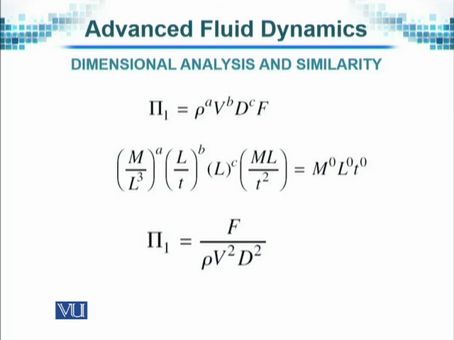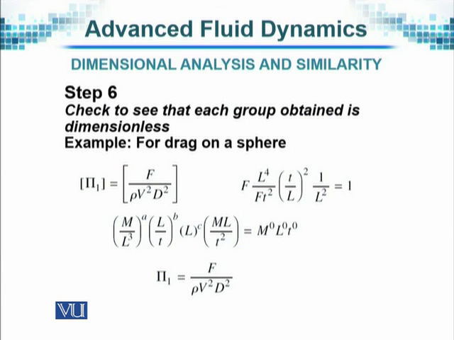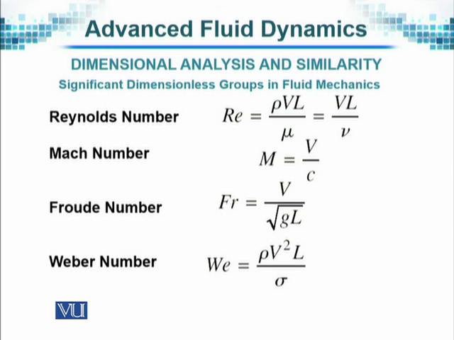And pi 1 is a dimensionless ratio. Then we check to see that each group obtained is dimensionless. We need to verify that each one of them is a dimensionless quantity. So these dimensions are written here, and we have to make them dimensionless. They are computed, and we ensure that all the quantities that have been calculated are dimensionless.